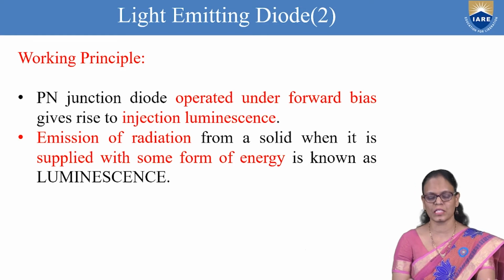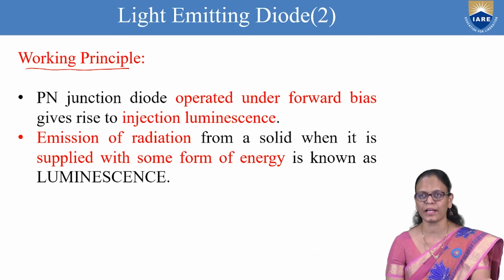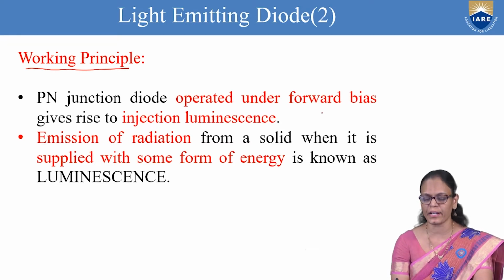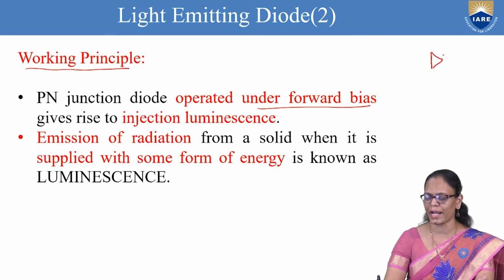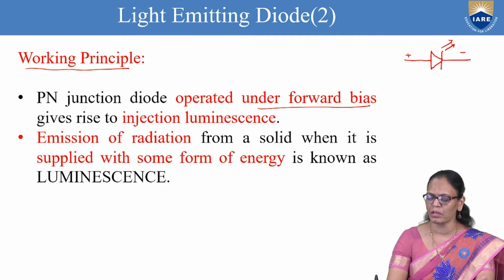Now coming to the working principle, how an LED works. What is the basic principle on which a light emitting diode works? It is always operated under forward bias. So what is forward bias? When we are taking a light emitting diode, this is the symbol we are using, with two arrows pointing outward, and when the P side is connected to the positive of the external supply and the N side is connected to the negative of the external supply, we call it forward bias.